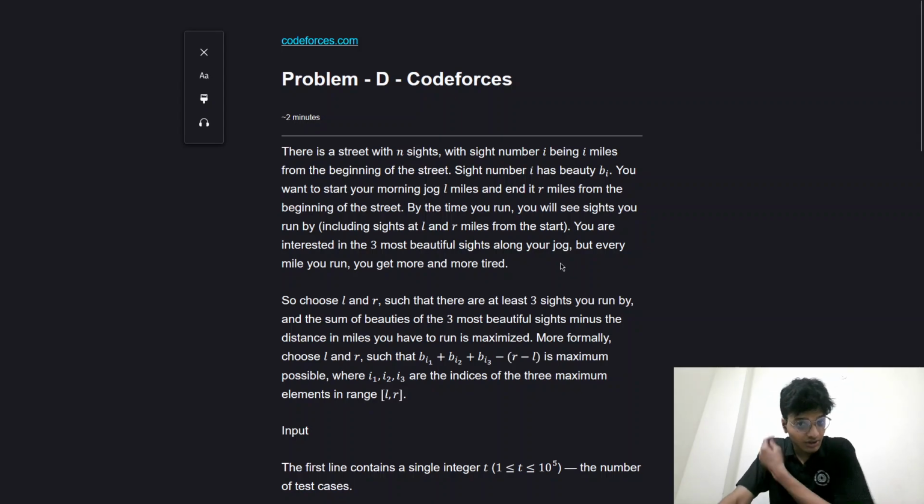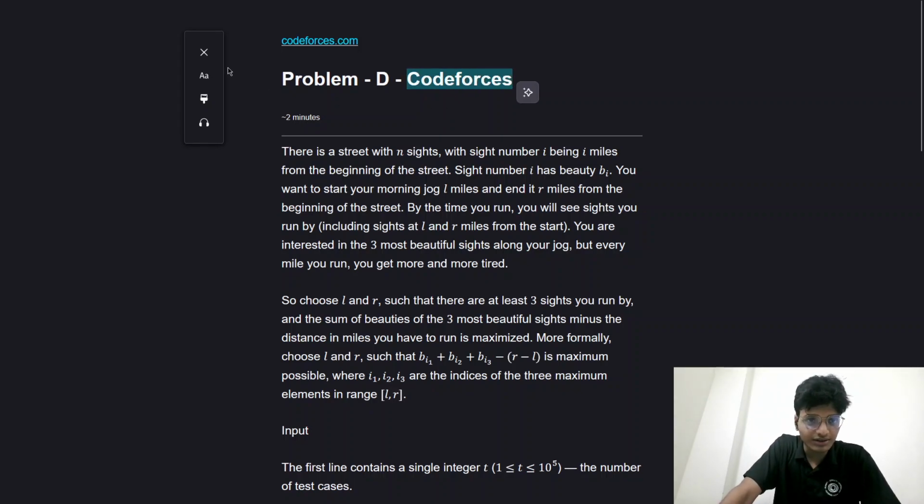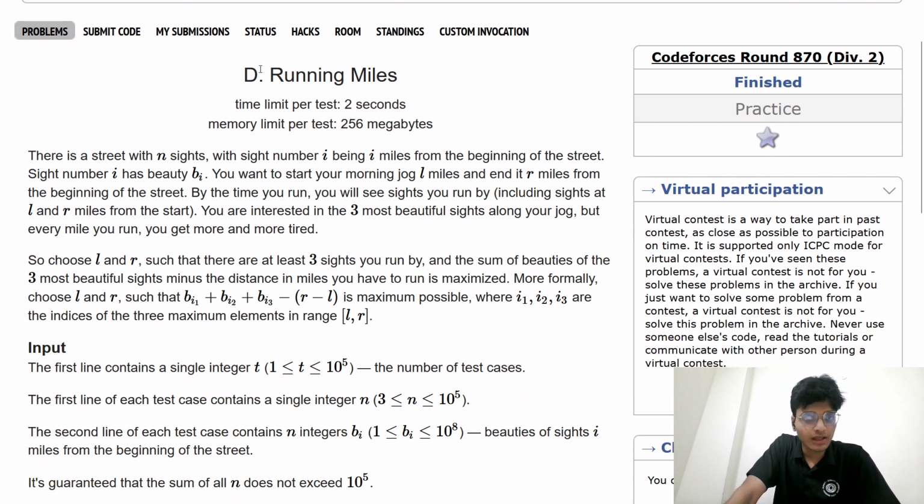Without any further delay, let's start with the question. The question is a problem from Codeforces called Running Miles. Let's start reading the question.